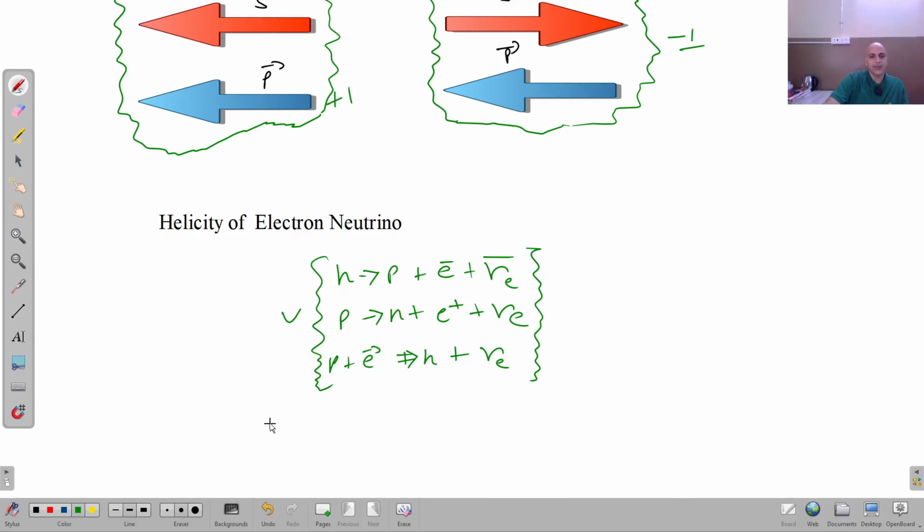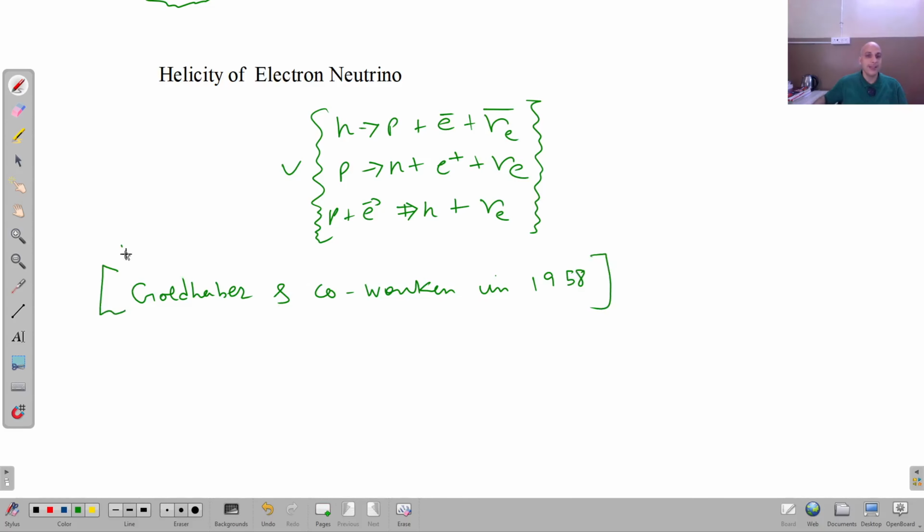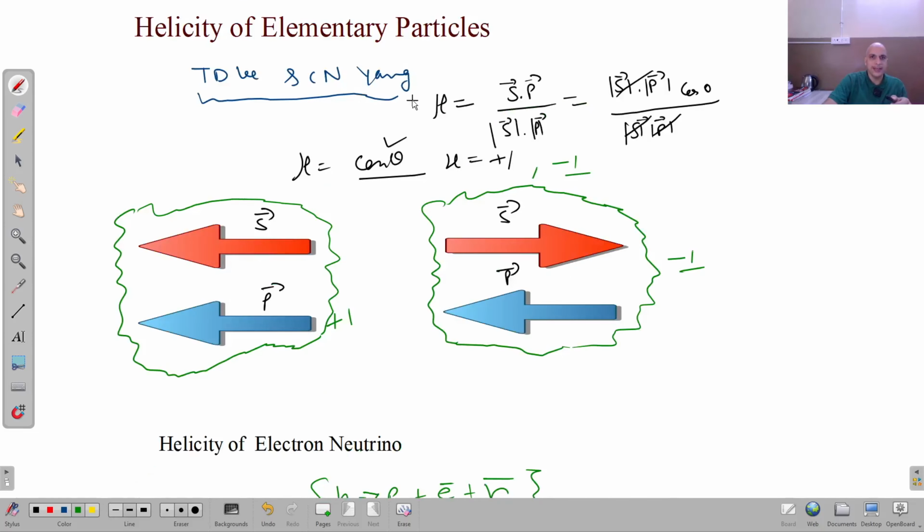To measure the helicity of electron neutrino, the method was suggested by Goldhaber and his co-workers in 1958, right? They suggested a way to measure the helicity of neutrinos, because we know very well that, as told by T.D. Lee and C.N. Yang in 1956, the parity conservation is violated in weak interactions, particularly in beta decay.